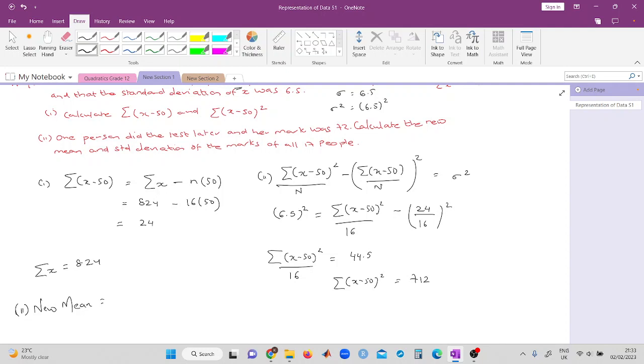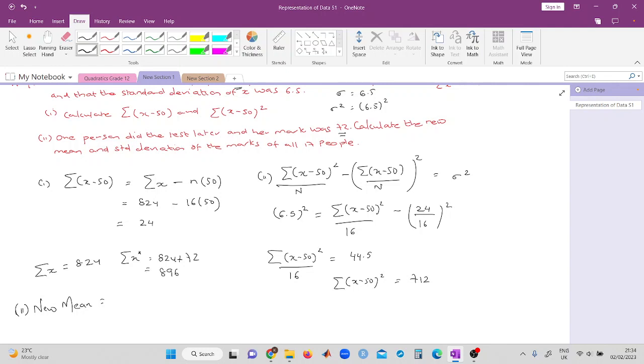Donc, new summation of x, je vais appeler summation of x star. Okay, just to name it, the new one. Ok, summation of x star will be 824 plus the new value, c'est une nouvelle valeur x qui est rentrée. Donc, this gives me 896.